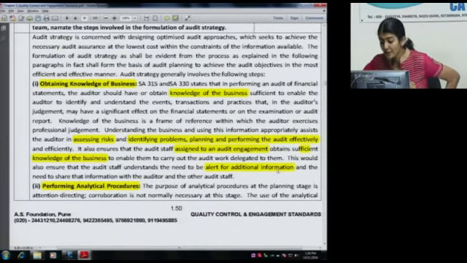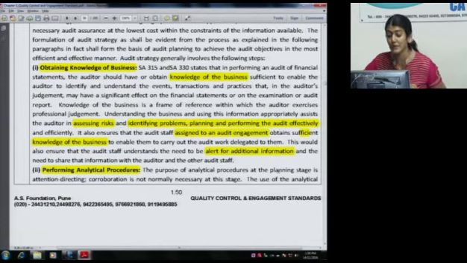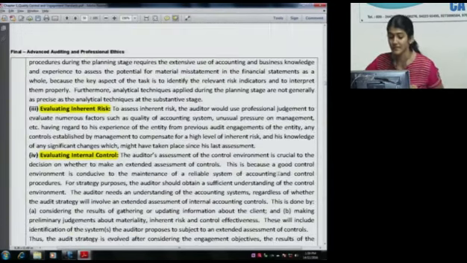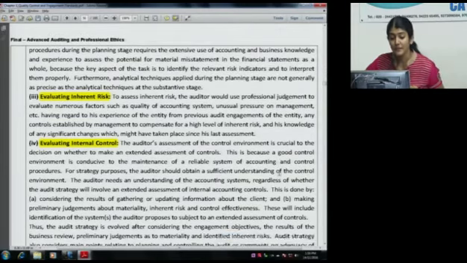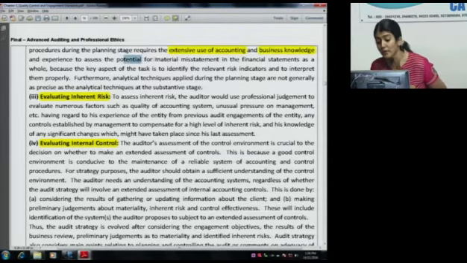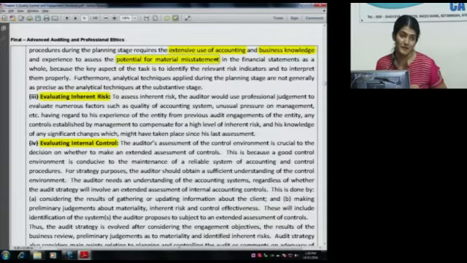Then the purpose of analytical at the planning stage is attention directing. Corroboration is not necessary. So unusual fluctuation you investigate in detail. The use of analytical procedures during the planning stage requires the extensive use of accounting and business knowledge and experience to assess the potential for material misstatement, that is, risk of material misstatement.